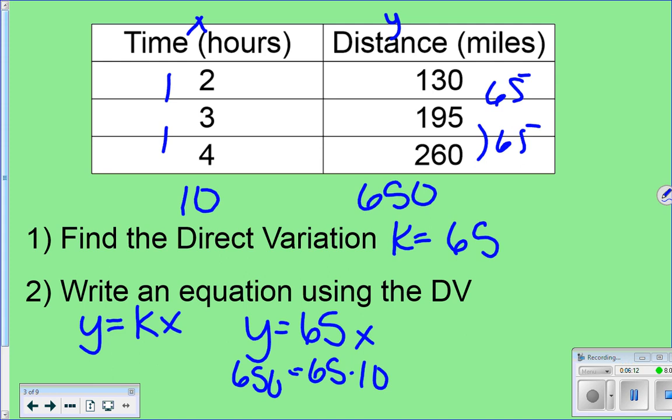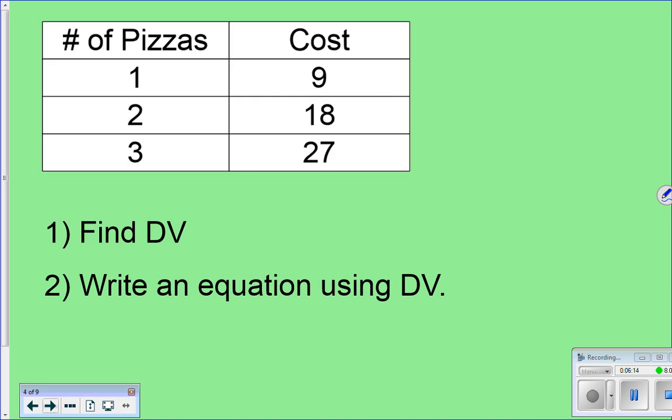Here's my next one. Pizzas again, because I like pizza. And costs. We're going to do pizzas are $9 this time. So, probably by looking at this, you already know what your constant is. What are you always going up by in this one? 9s. If you aren't sure, you can take 9 divided by 1, 18 divided by 2, 27 divided by 3. So I'm constantly going up by 9.